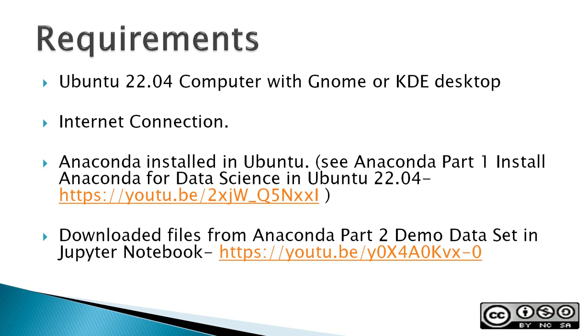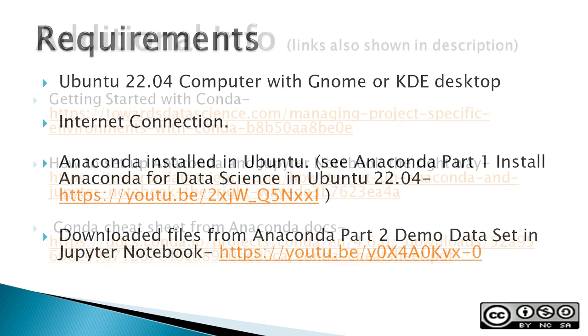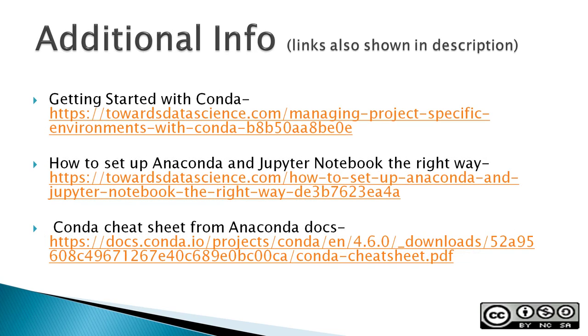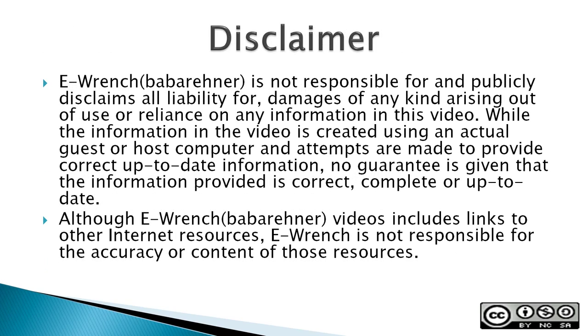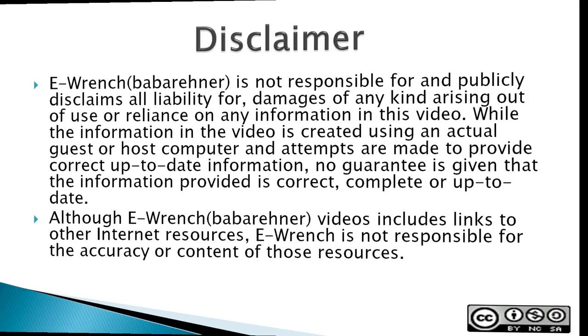Requirements: an Ubuntu 22.04 computer with a GNOME or KDE desktop, an internet connection, Anaconda installed in Ubuntu, and downloaded files from the Anaconda Part 2 demo dataset in Jupyter Notebook, a previous video in this series. Additional info: the next three slides contain additional sources of info, a list of the software used in making this video, and a disclaimer. If you wish, you can stop this video to read the slides.